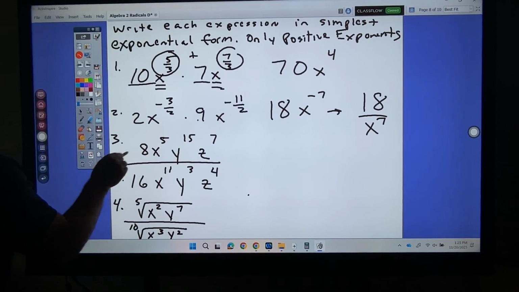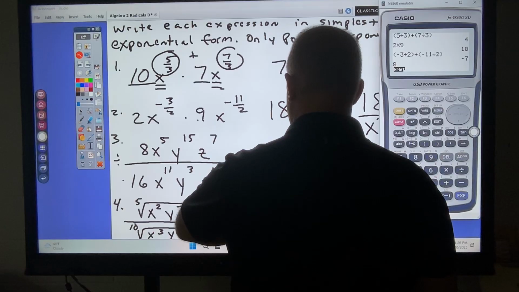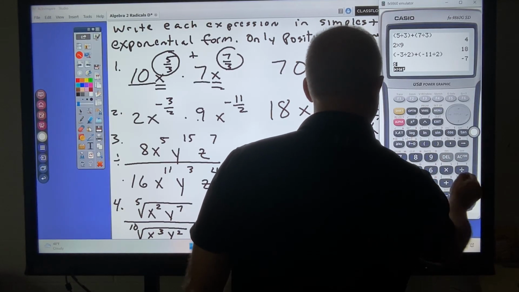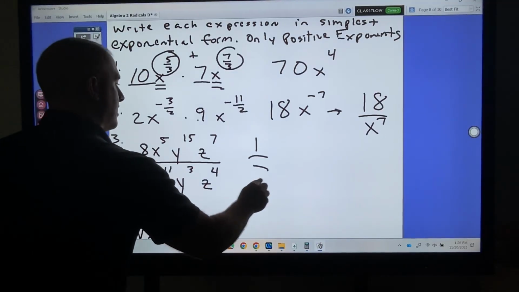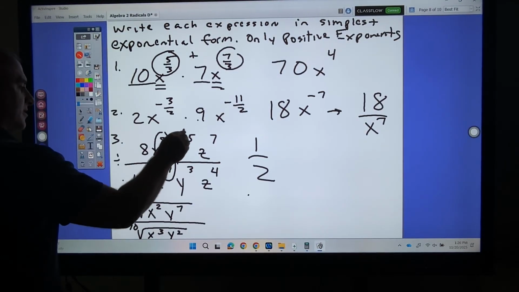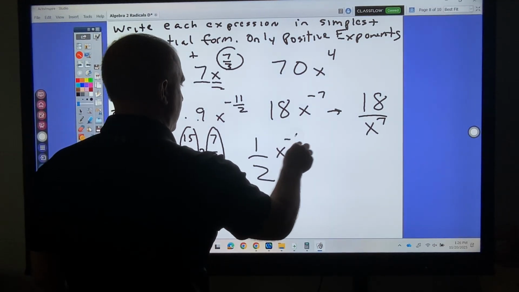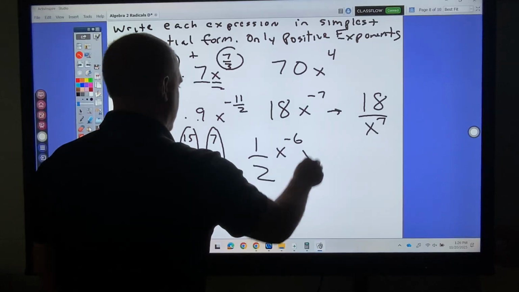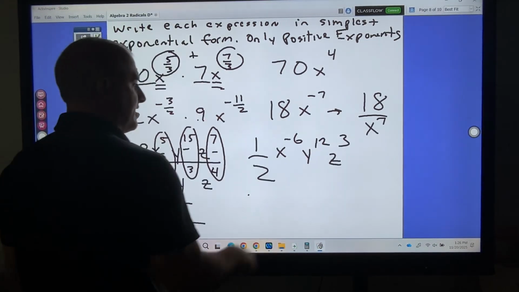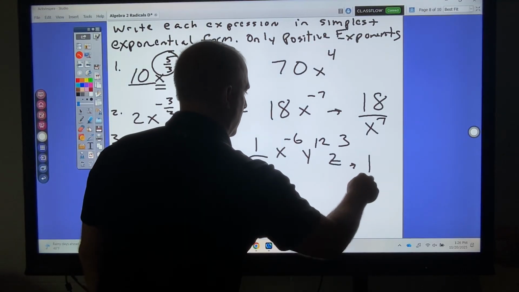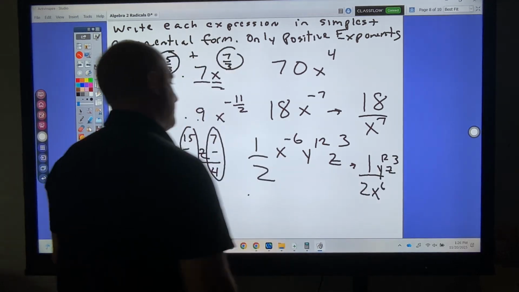Okay, this means division, so I would divide 8 and 2. Okay, which would be 1/2. Now, what I'm going to do here is subtract these. Okay, so 5 minus 11 is negative 6. 15 minus 3 is 12. 7 minus 4 is 3. Now, this has to go underneath and join that, and the y to the 12, z cubed stays up top.